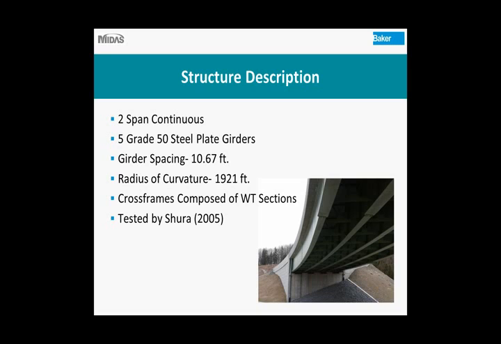It's composed of 5 grade 50 steel plate girders. The girders are spaced at 10.67 feet. It has a radius of curvature of 1921 feet. The cross frames are composed of WT sections, and the testing of the structure was actually conducted by someone else, Jason Shura, in 2005.